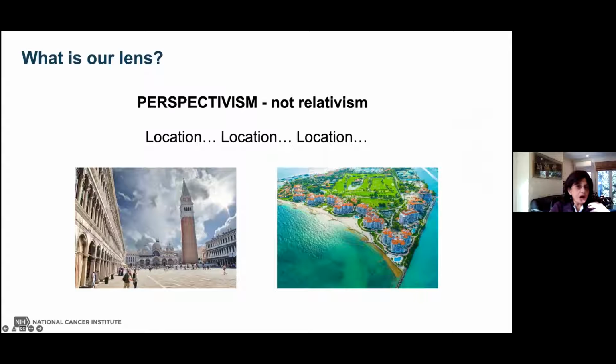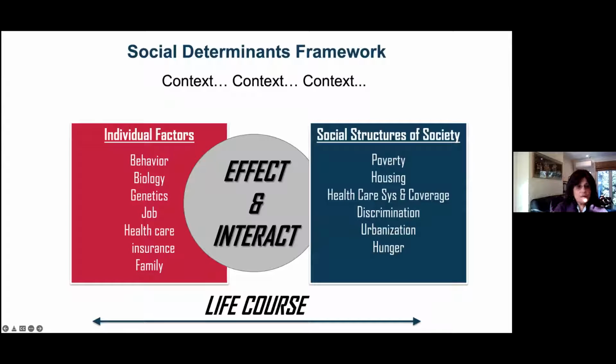Our lens is just like, whether you went to Venice or you went to the outside of Florida, where people live, the context in which they live becomes important to us a lot. It's not relative, but it is a perspective that we have to take. So we know the social determinants framework, and we talk about context a lot, and we talk about how individual and structural and institutional factors affect and interact with each other across the life course.